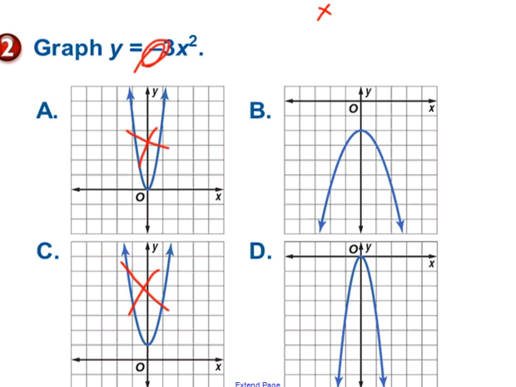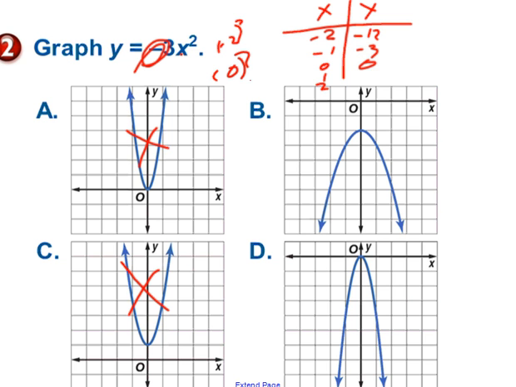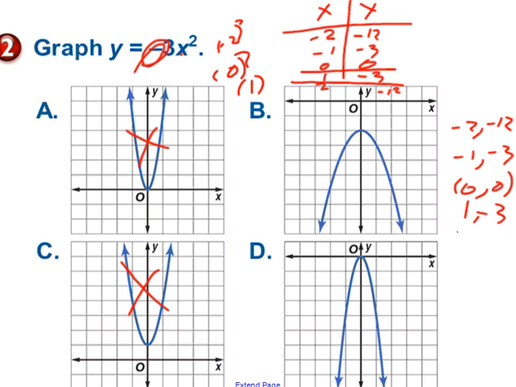So I'm going to again choose some values of x, calculate the values of y, and see which makes sense. Negative 2, negative 1, 0, 1, and 2 seem to work. Negative 2 squared would be 4. 4 times negative 3 would be negative 12. Negative 1 squared is 1 times negative 3 would be negative 3. 0 squared would be 0 times negative 3 would be 0. And 1 squared would be 1 times negative 3 would be negative 3. And of course, 2 squared would be 4. 4 times negative 3 is negative 12. So the ordered pairs I've got are negative 2, negative 12; negative 1, negative 3; 0, 0; 1, negative 3; 2, negative 12.